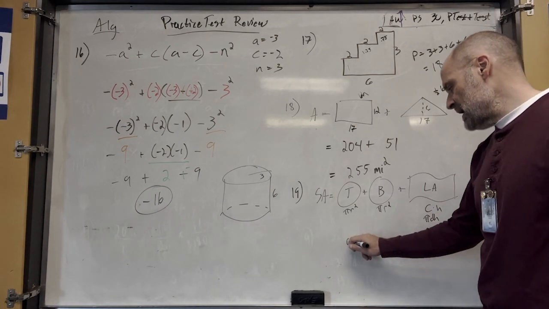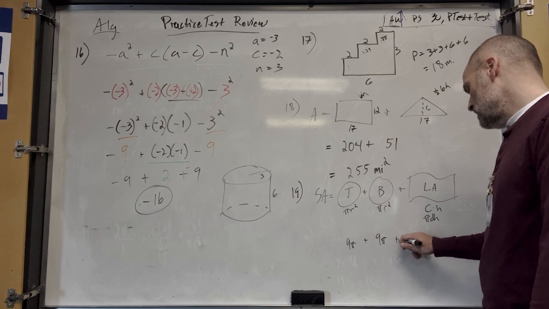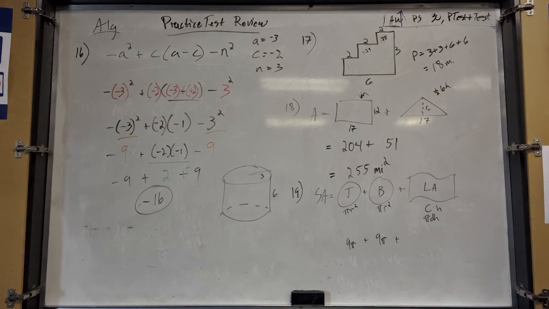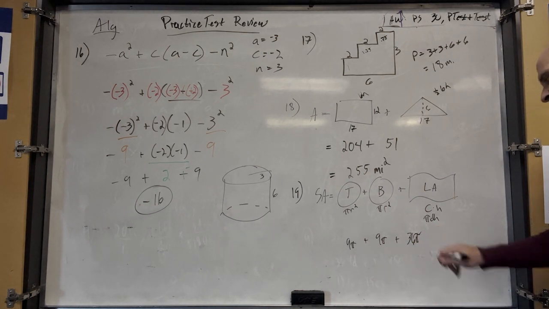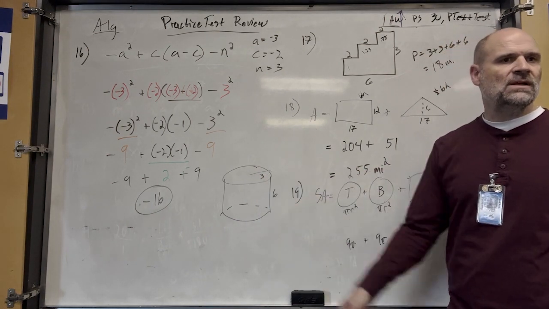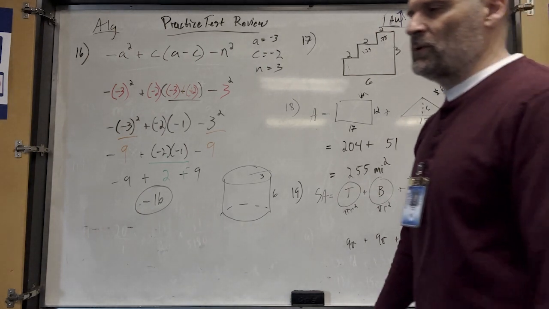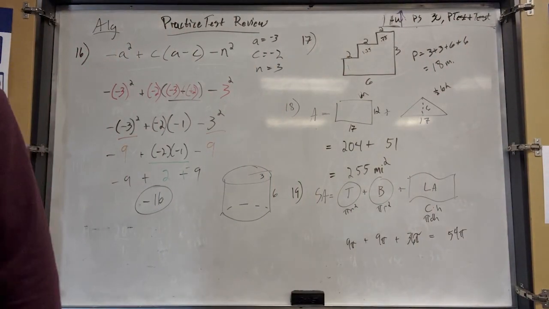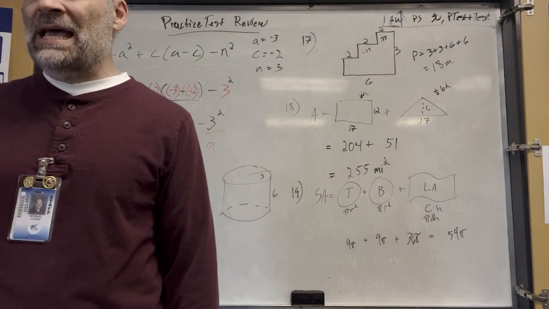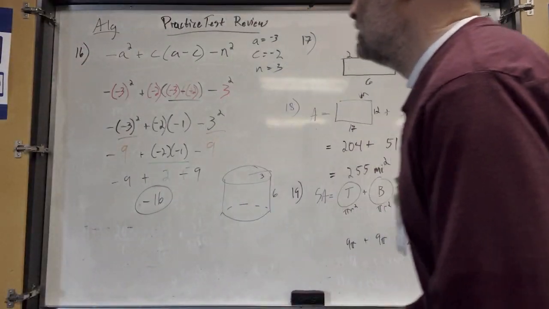All right, so this is 9 pi, right? Because radius is 3, plus another 9 pi, plus pi d, so 6 pi times 6, so 36 pi. Do you see how I got 36 pi? Pi times d, which is 6, times h, which is another 6. Pi times 6 times 6 is 36 pi. So what is that? 54 pi, and you can multiply by 3.14 if you want to, or you can give me an exact answer and not an estimated answer and say 54 pi square meters.